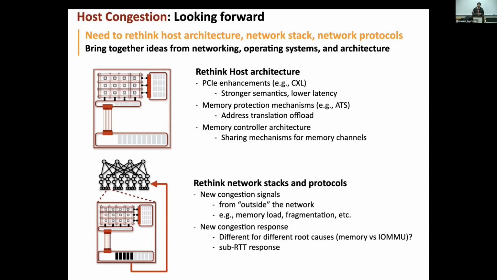This whole line of host congestion has also led us to rethink how we do classical congestion control. So the traditional congestion signals like ECN, drops, or delays might not bode well with the host congestion problem. I think for host congestion, we would need to look for new congestion signals, like from outside the network stack. For example, what is the memory bus utilization? What is the number of active IOMMU pages you're using?